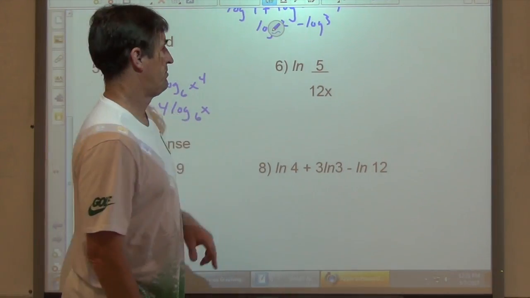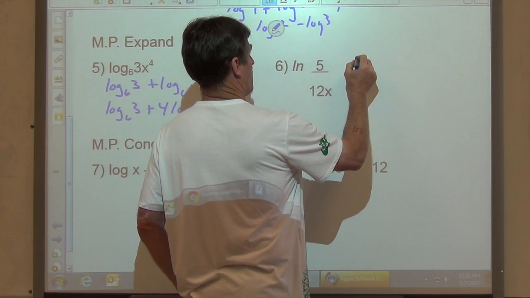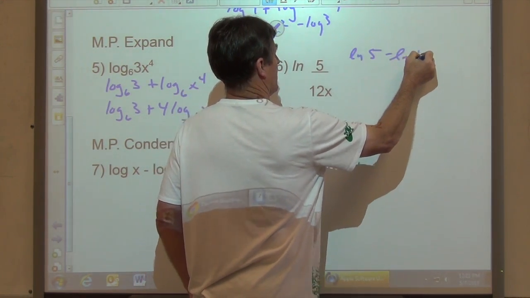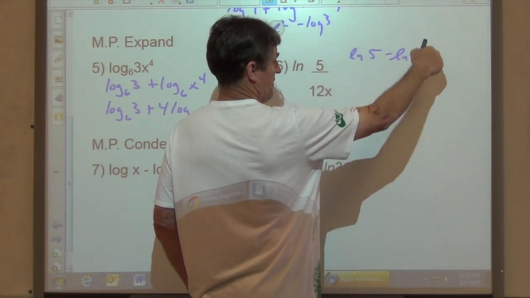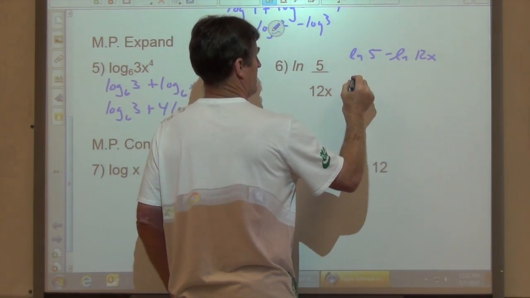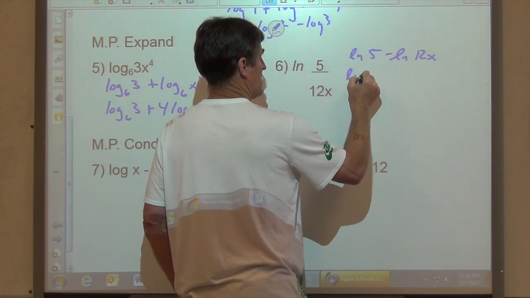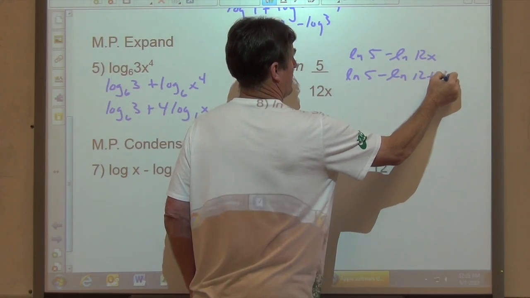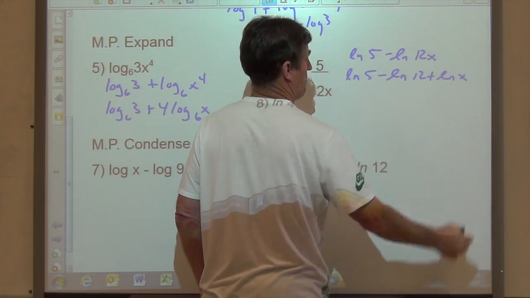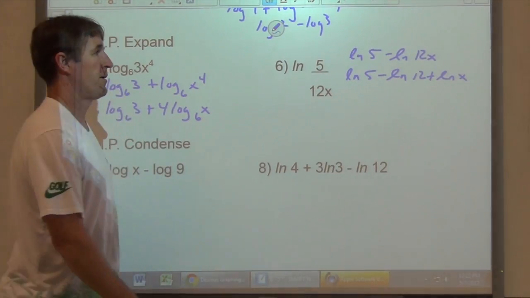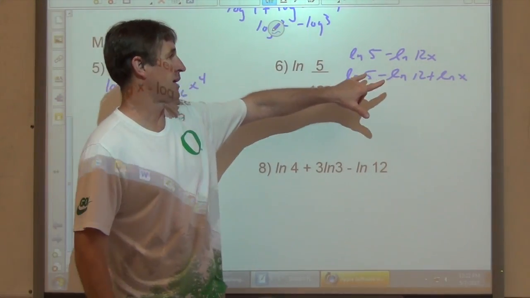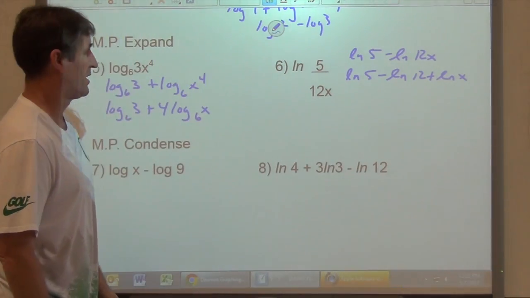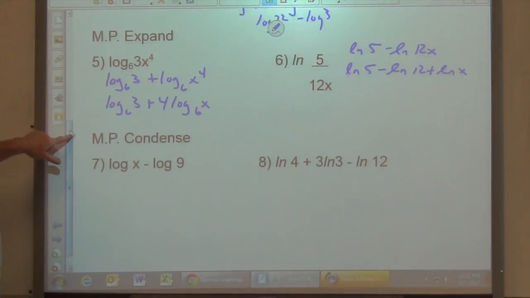This one's division. So the first thing we're going to do is we're going to go ln 5 minus ln 12x. But we still have this addition here, or multiplication, so we're going to change that. Okay? So you take the division, break it up, and then because that's 12 times x, we break the multiplication and addition to expand it. So that's what you should have ended up with.